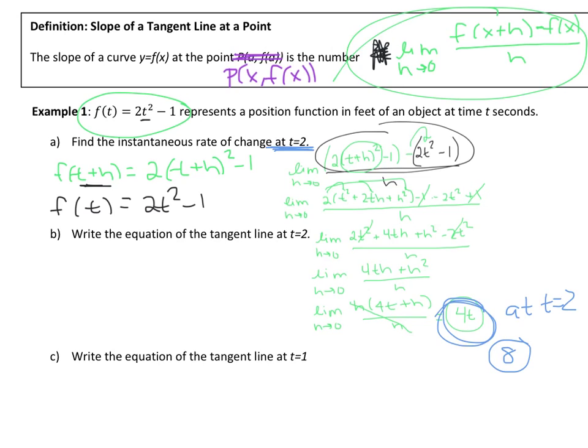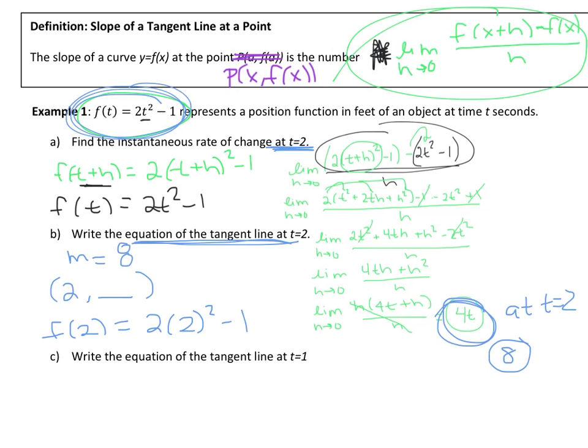So part B says we need to write the equation of a tangent line at t equals 2. Well, lucky for us, we just found the slope. And hopefully we all know that we have an x-coordinate and we need to figure out the y-coordinate. But we have a function, right? It was given to us. So f of 2 is going to be 2 times 2 squared minus 1. So what is that? 4 times 2 is 8, minus 1, so that's going to get me to 7.